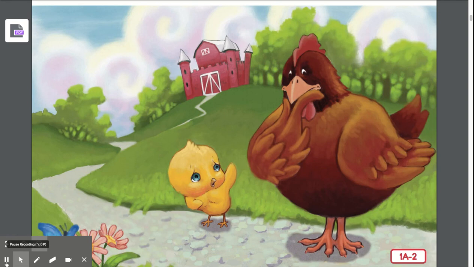"Then let us go and tell the king," said Henny Penny, who now felt quite worried as well.